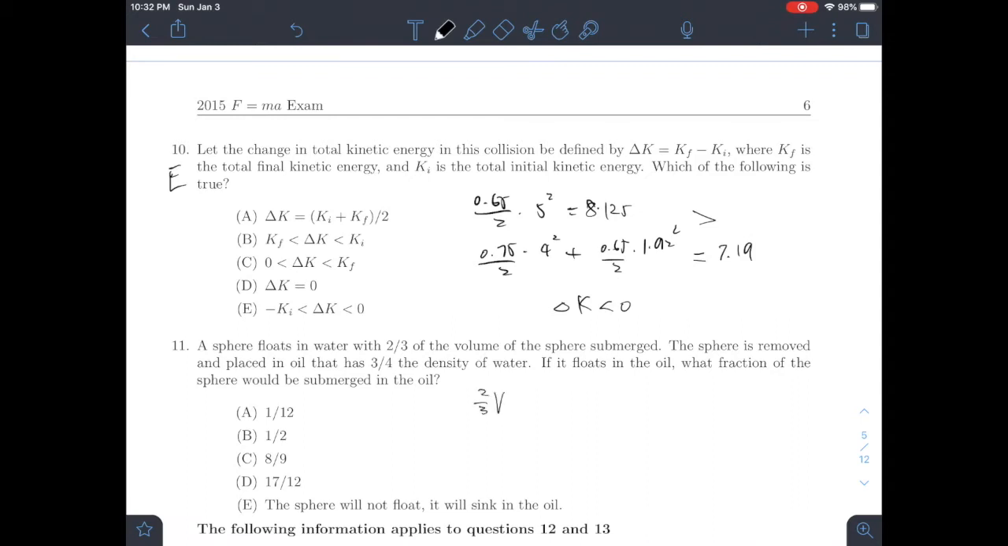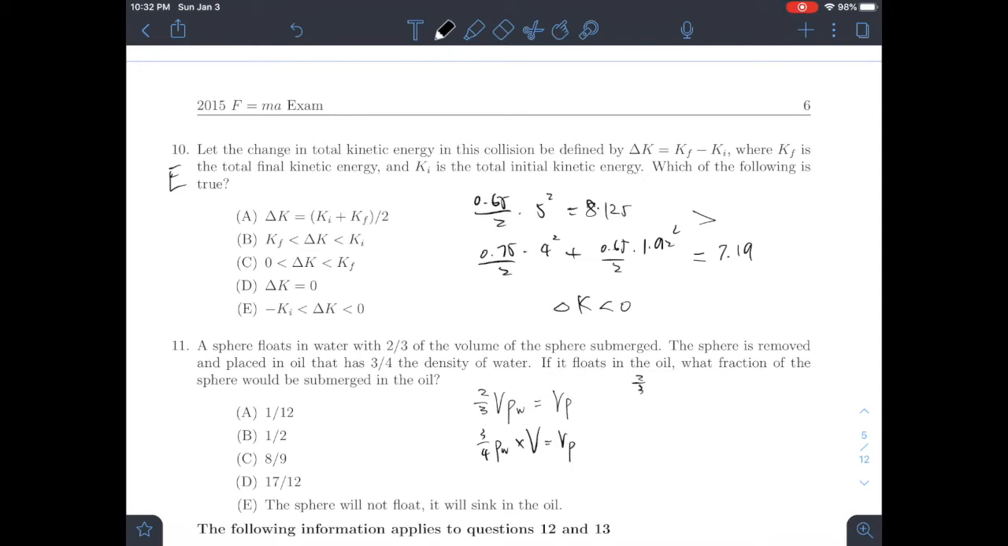If it floats in the oil, what fraction of the sphere will submerge in the oil? First, we know from the Archimedes principle that the mass of the water displaced by the sphere is equal to the mass itself. Then, when it floats in oil, let's also use Archimedes principle. We have 4/3 of the density of water, which is the density of oil, times the fraction x of the volume V, equal to V rho.